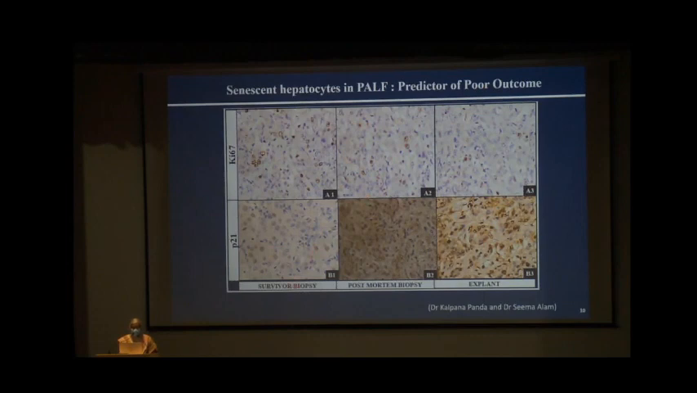So this is a survivor biopsy and a post-mortem biopsy, and you can see the intensity of the P21 is much higher in the post-mortem, and in the explant liver, almost 90 to 100% of the cells are senescent. So with a few samples which she had, she could very nicely show the outcome using this as a marker.